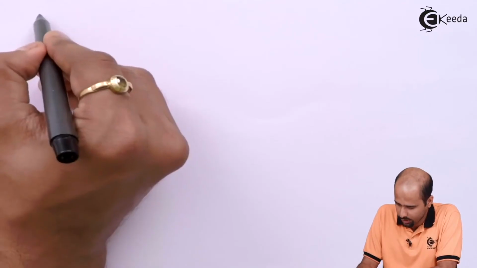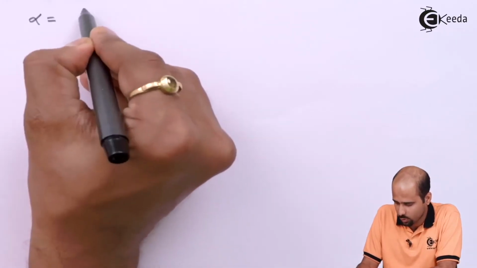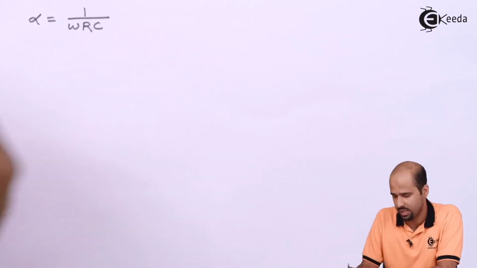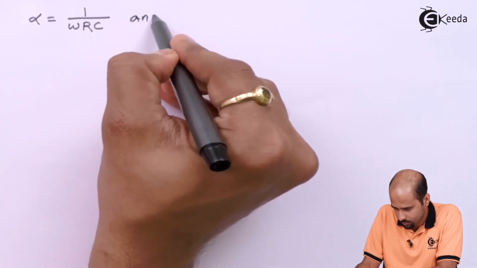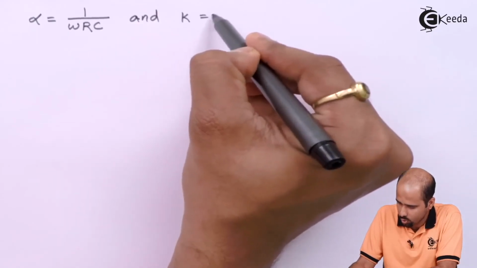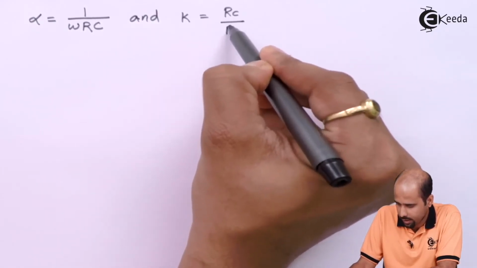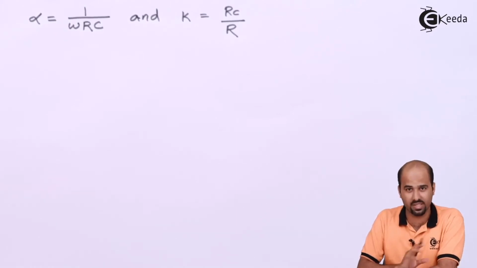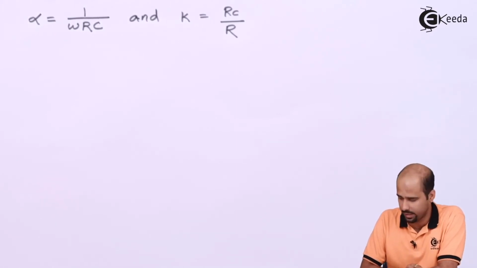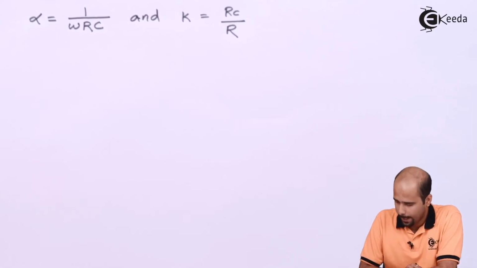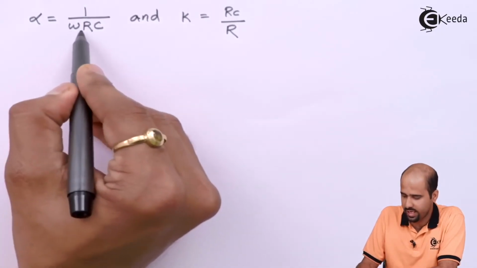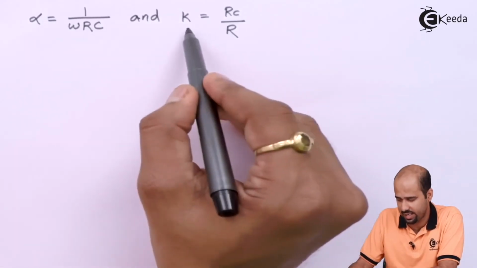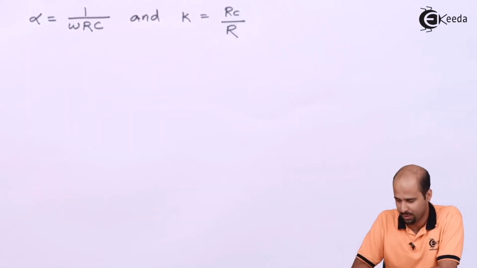So what we will do, we will say that alpha is equal to 1 upon omega R into C, and K is equal to RC divided by R. I'm not going into much detail about the calculation of these three equations. It's just mathematical calculation. We will take omega RC as alpha inverse and K is equal to RC upon R.